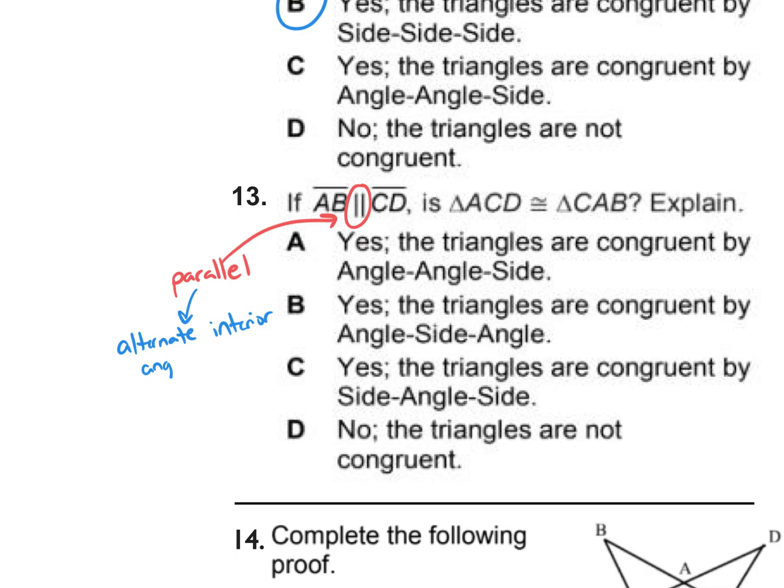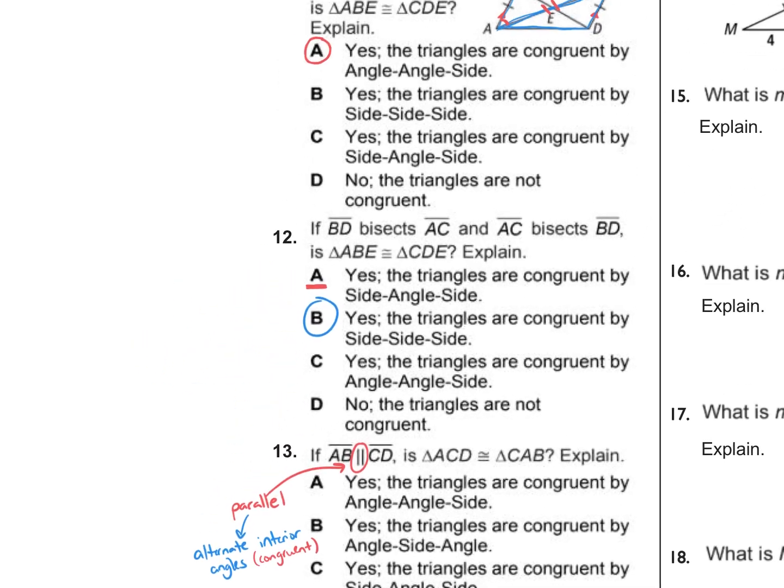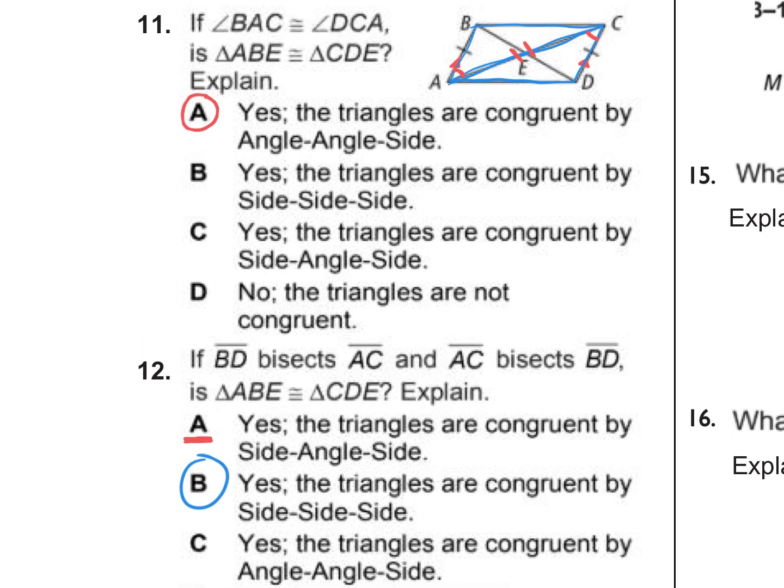Because what do we know about alternate interior angles? They are congruent to each other. Yep, so that's what you're going to look for. So now looking back at our picture up there, what theorem matches that?